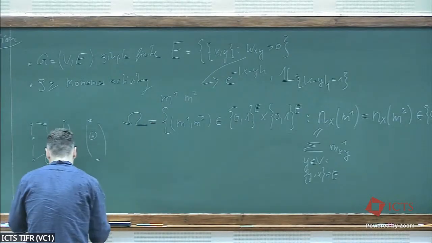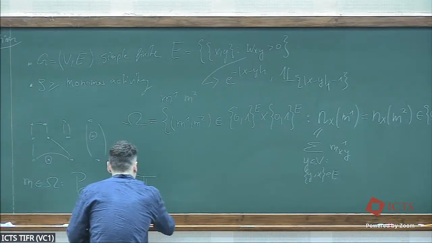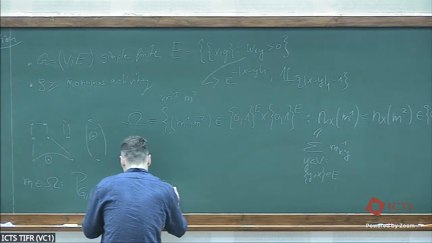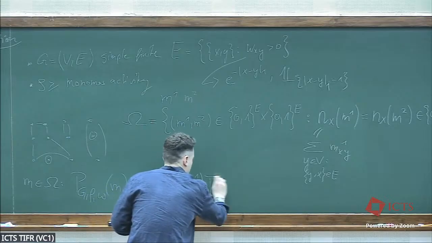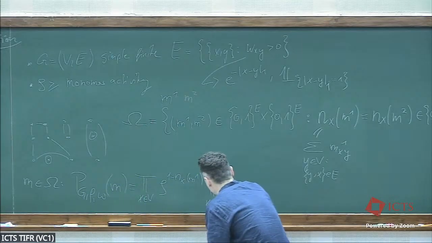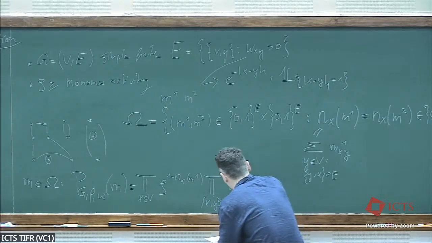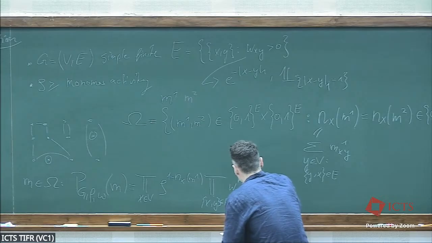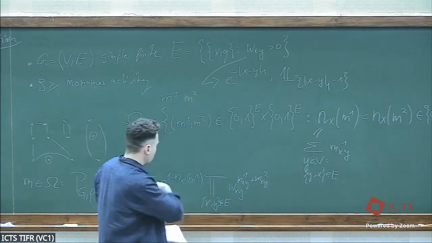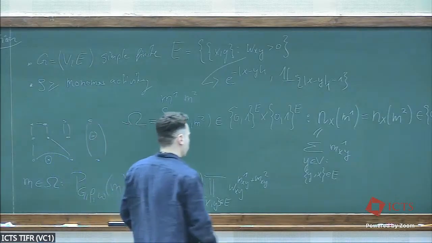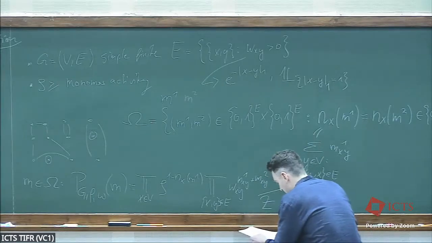rho w of m, this is given by the product over the weight of the monomers, so 1 minus nx of m1, and then the product over xy is an edge, and then wxy times (mxy1 plus mxy2). So this is not a probability measure anymore.